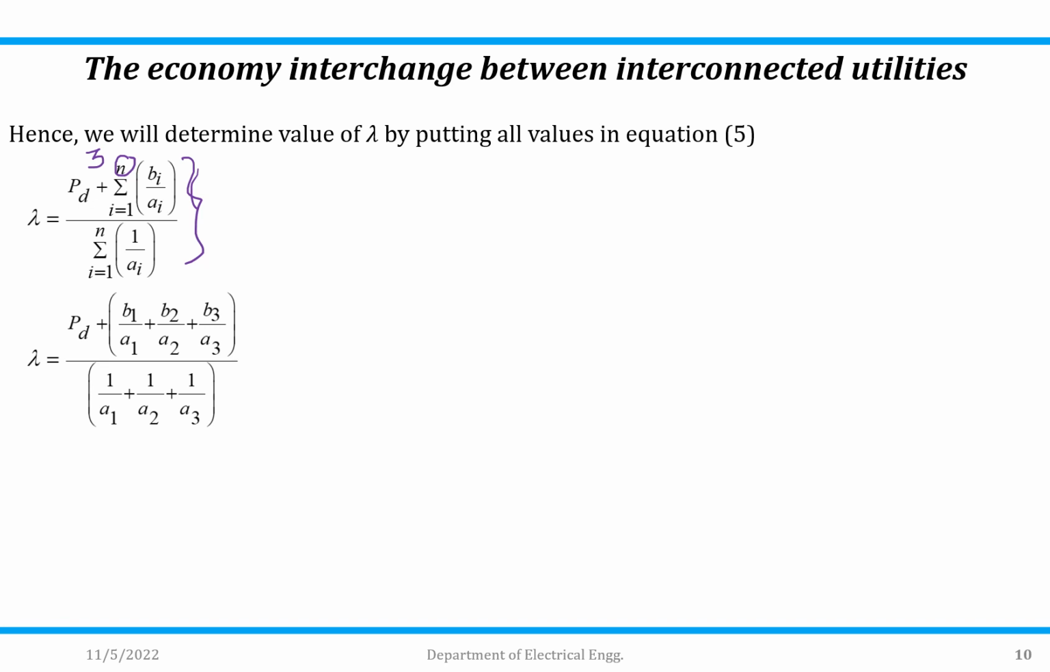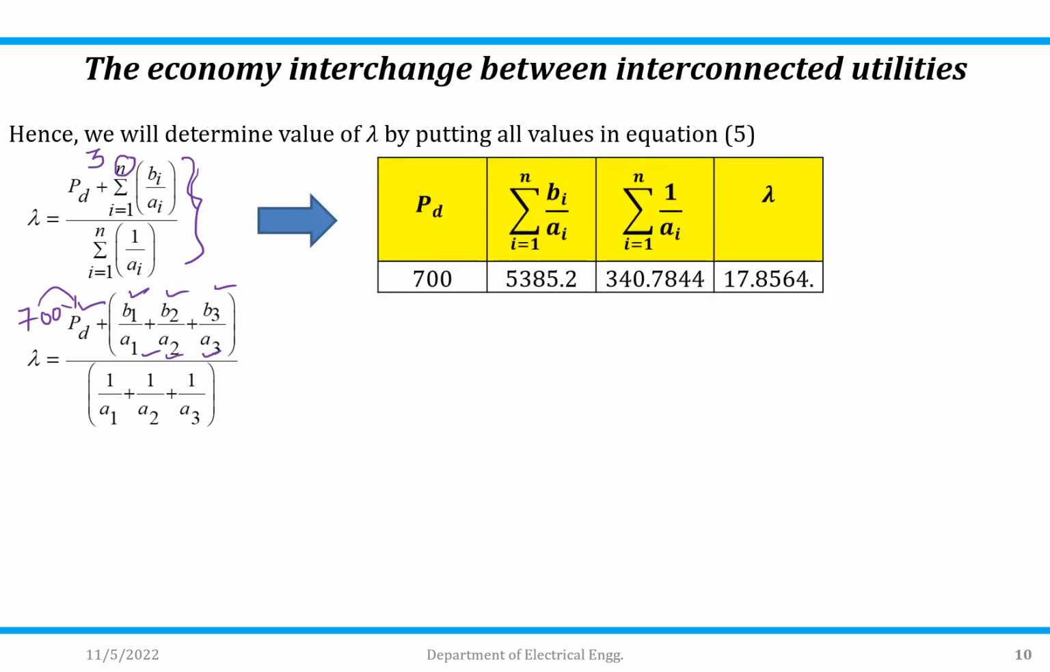In the previous slide we have gone through what B1, B2, B3 and A1, A2, A3 are. Here PD is nothing but the load demand, and this load demand in area A is 700. So let us put all the values. PD is 700. If you solve the term B1 upon A1 plus B2 upon A2 plus B3 upon A3, we will get this answer. If you solve the term 1 upon A1 plus 1 upon A2 plus 1 upon A3, we will get the answer as 340.7844. So after substituting, we will get the answer of lambda, which is 17.8564.